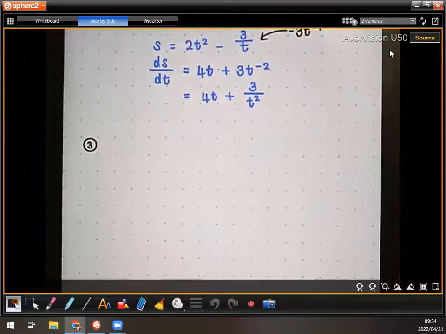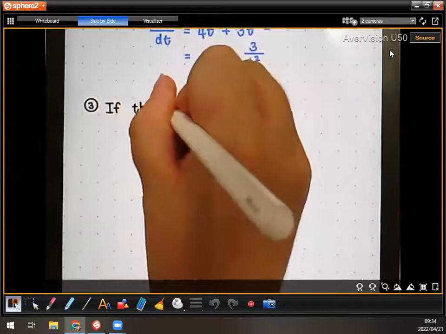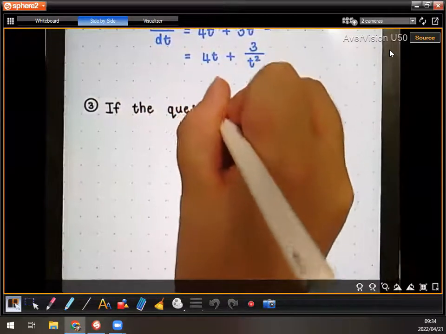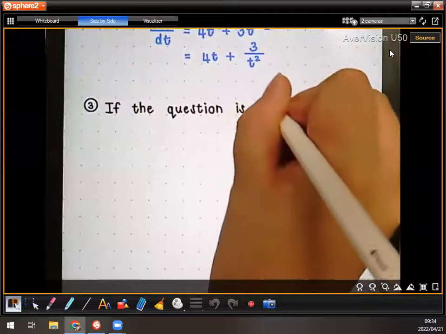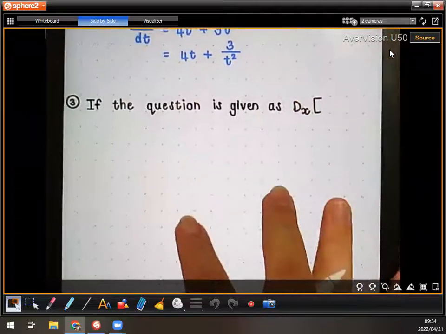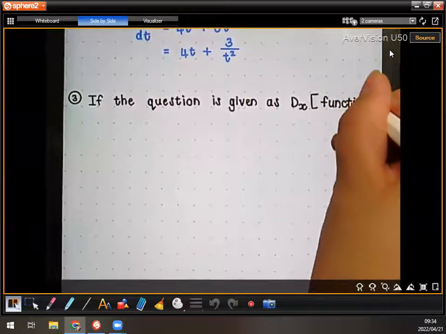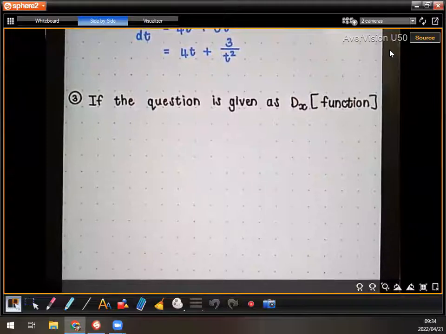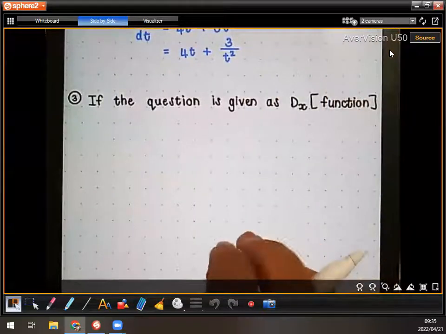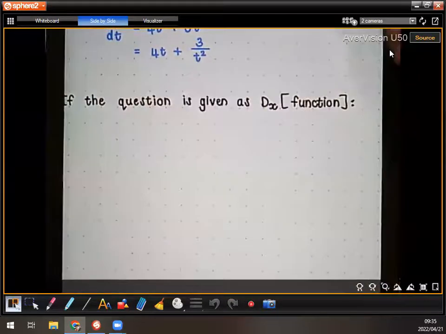Okay, now number 3, they don't give you the function specifically. They give you this kind of thing. If the question is given as dx and then in square brackets the function, now what this means, this dx and then the function, you're going to write what you need to find the derivative of in brackets.